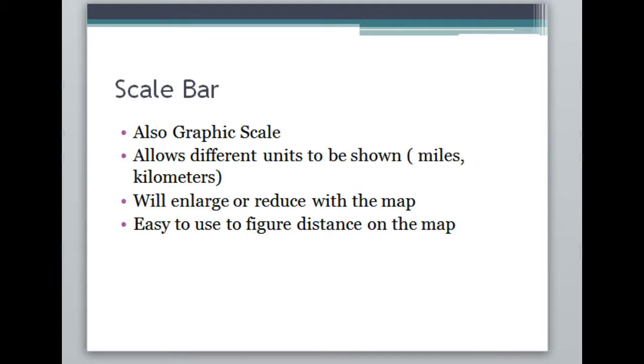The ratio scale, that's a little more difficult. It doesn't mean that much to me. I don't know what 1 to 40,000 is, I would want to see that in the graphic scale. So they're very helpful.